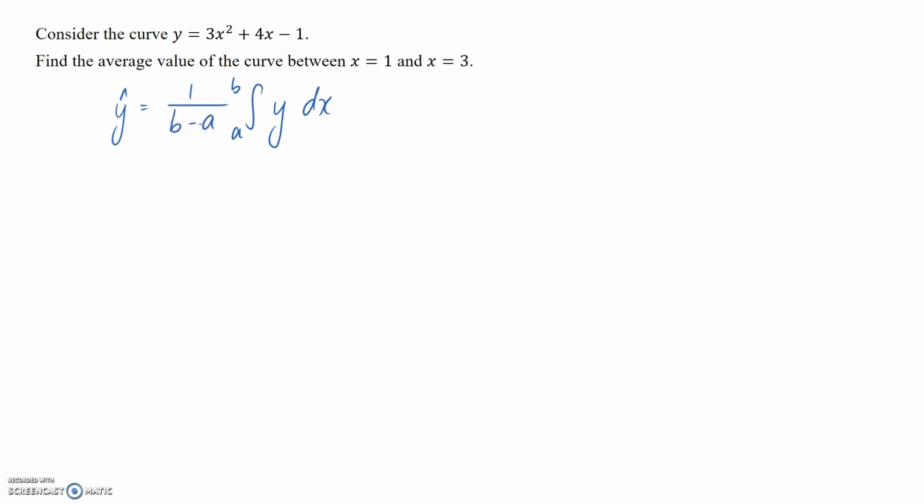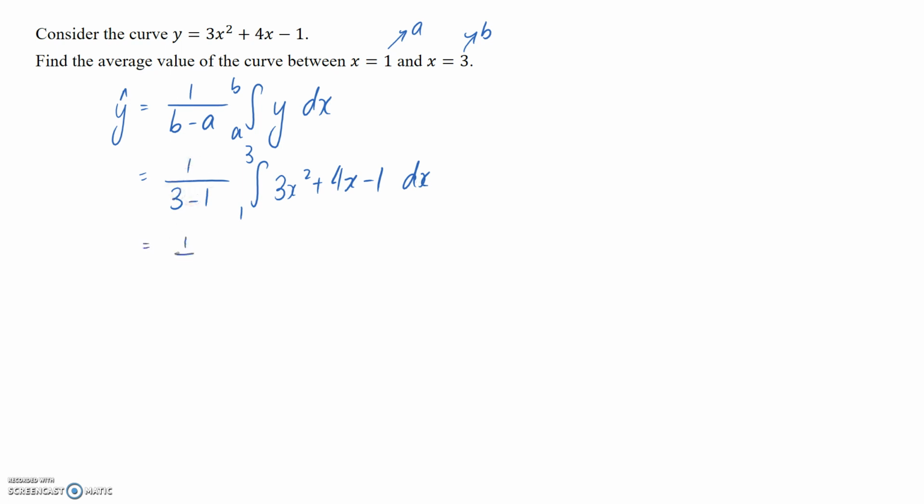So b minus a is going to be the length that we're looking between, and in this case b is going to be the bigger value, which is the 3, and a is going to be the smaller one, which is 1. So let's substitute into our equation. We're going to get 1 over 3 minus 1, and we're integrating from 1 to 3. y is this function that we've been given, and we're integrating it with respect to x.